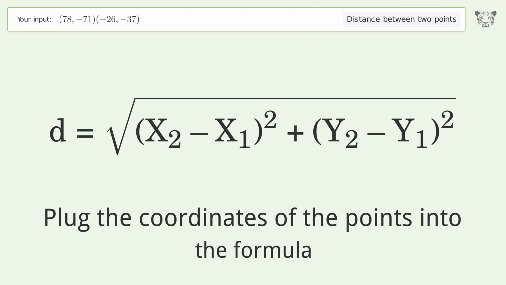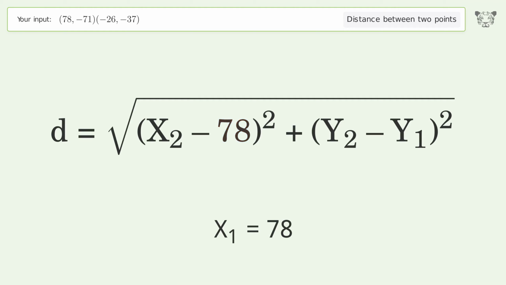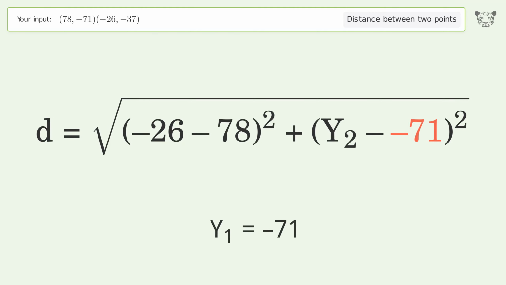Plug the coordinates of the points into the formula. x1 equals 78. x2 equals negative 26. y1 equals negative 71. y2 equals negative 37.